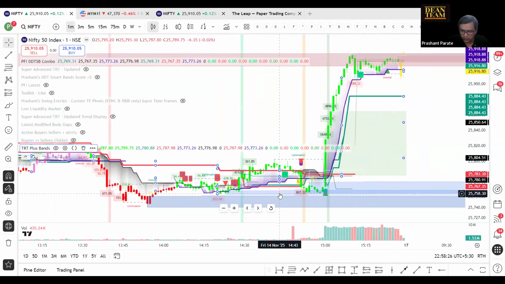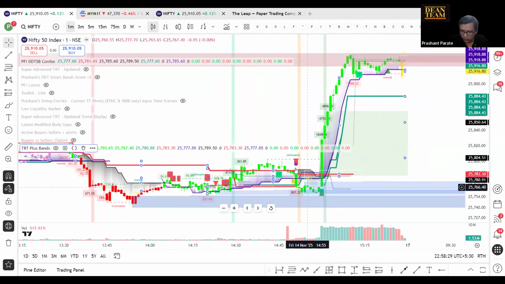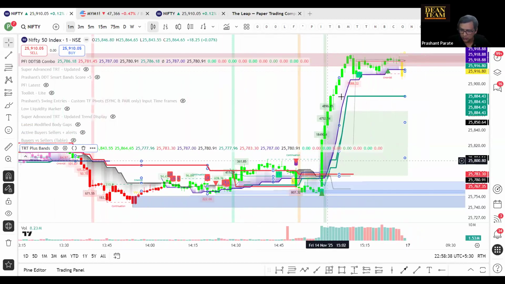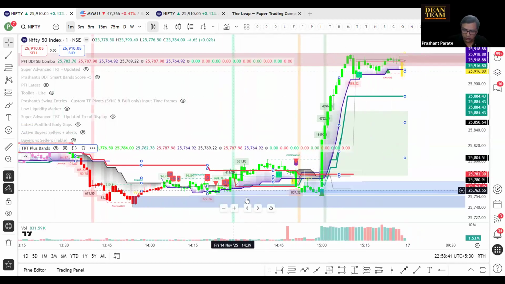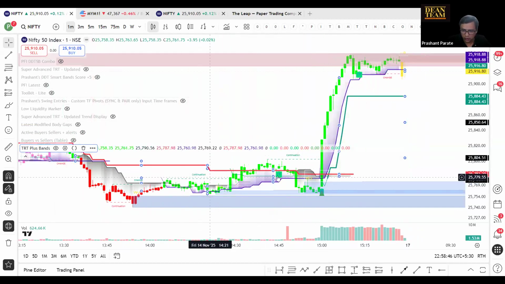And if we notice, it has high PFI here, but went up and again came down very slowly. So the downward PFI disappeared and then this up move started. And when we use TRT plus band, there are no sell signals here.